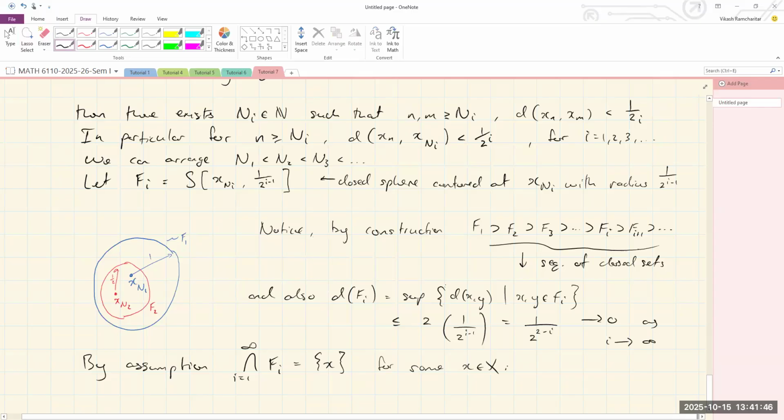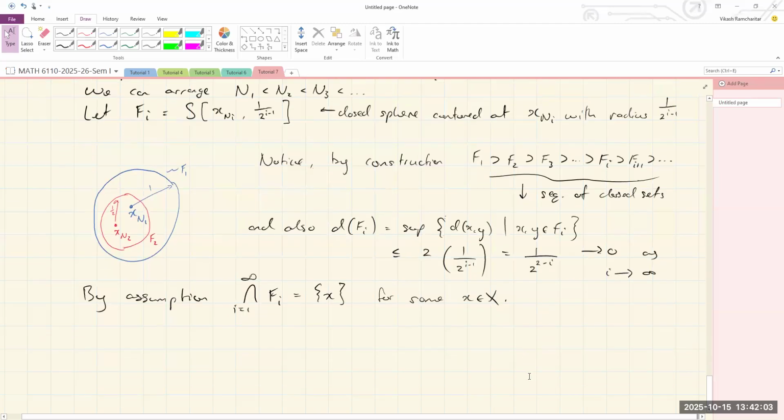Okay, so my claim is that this Cauchy sequence, remember it's a Cauchy sequence we were dealing with, that's how we were choosing these points. My claim is that this Cauchy sequence is convergent to this guy, x. If I could show that, then my space is complete.